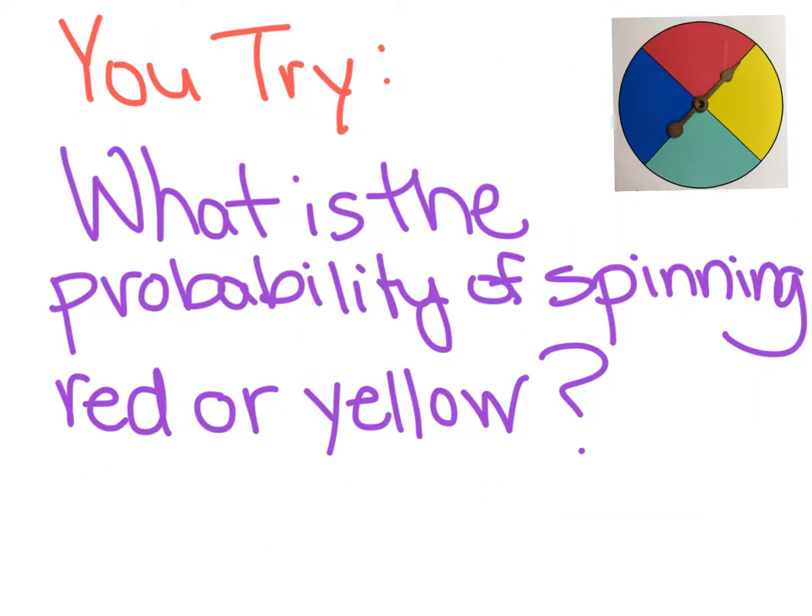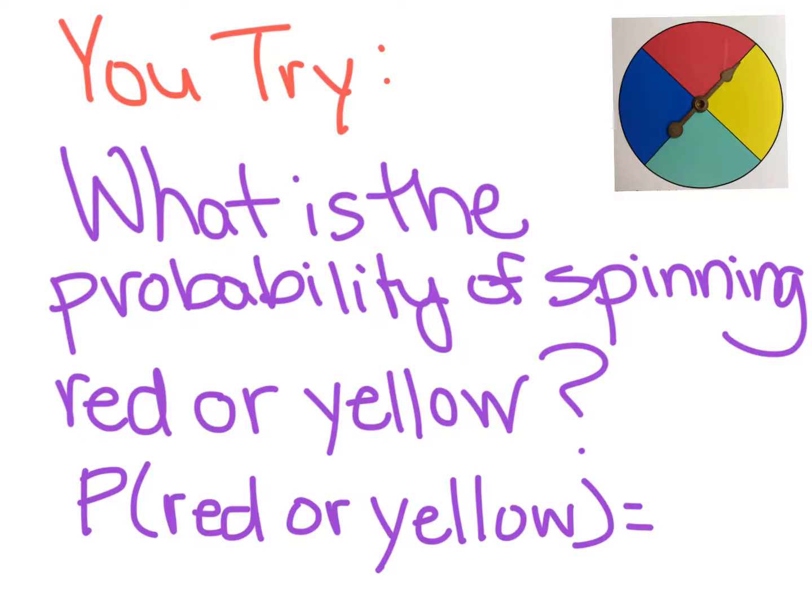All right, it's your turn to try. What is the probability of spinning red or yellow on this spinner? Please pause the video. Notice that I wrote it in another way. I wrote P, and then in parentheses I wrote red or yellow. You're going to see that notation a lot, and that just means the probability of spinning red or yellow. So hopefully you came up with the probability of getting red was 1/4, the probability of getting yellow was 1/4, and 1/4 plus 1/4 is 2/4, or you could say it's 1/2 of the spinner.